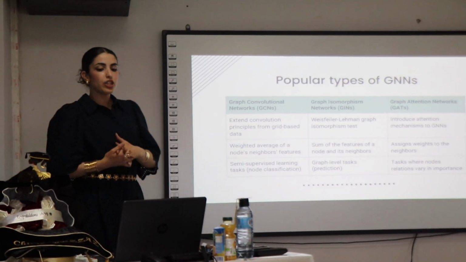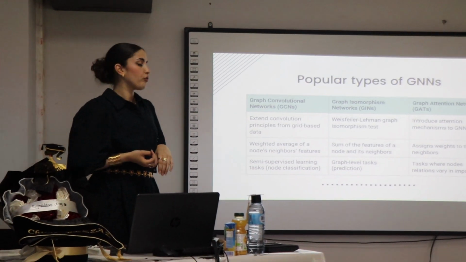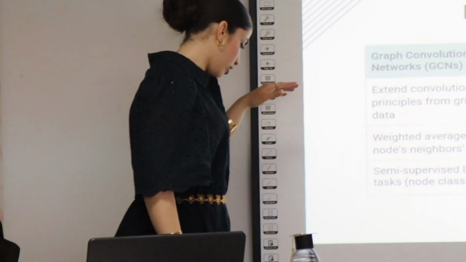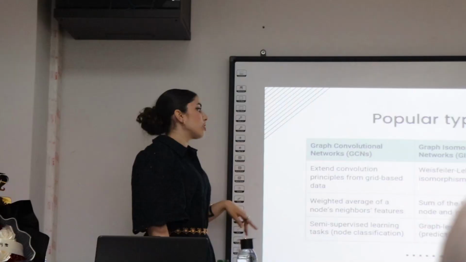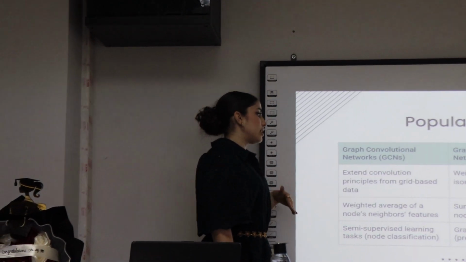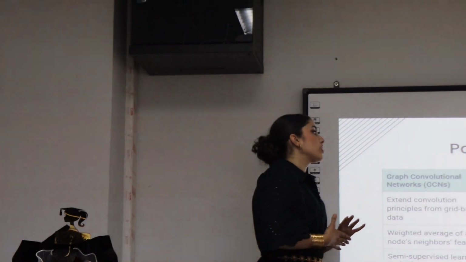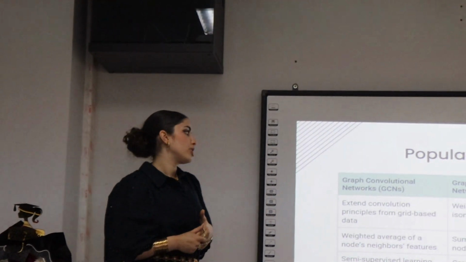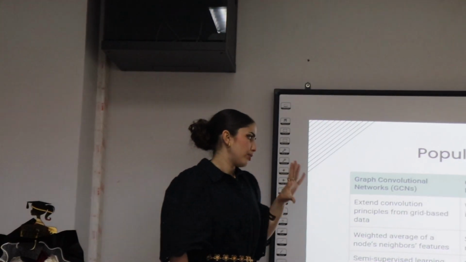GNNs come in several types, each designed to address specific graph analysis tasks. These variations adapt the general framework of message passing to suit different problem domains. So first we have graph convolutional networks, or GCNs, which extend the convolution principle from grid-based data, and the Weisfeiler-Lehman graph isomorphism test. They consist of the sum of the features of a node and its neighbors, and they are suited for graph-level tasks like prediction. And finally, we have graph attention networks, or GATs. As their name shows, they introduce an attention mechanism to GNNs by assigning weights to the neighbors, and they are suited for tasks where node relations vary in importance.